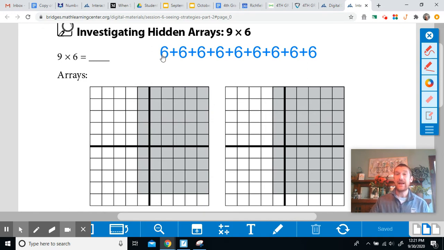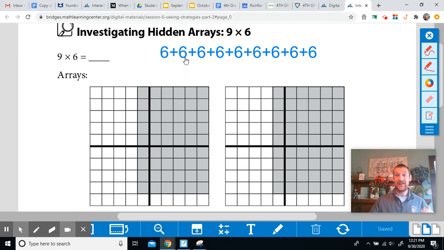Again, I often see a lot of kids counting by 1s 6 times and doing that over and over again. They'll go 1, 2, 3, 4, 5, 6, and then write that down. 7, 8, 9, 10, 11, 12, and then write that down. 13, 14, 15, 16, 17, 18, and then write that down.